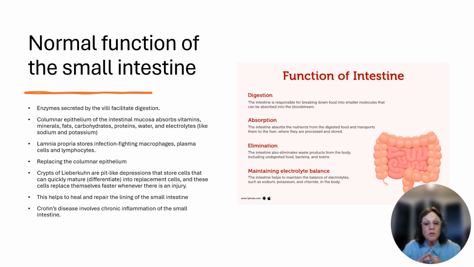There are things called crypts of lubricant, which are pit-like depressions that actually store little cells that can quickly mature or differentiate into replacement cells so that they can replace themselves faster whenever we have any kind of injury in our intestine. And that helps to heal and repair the lining of the small intestine. Now, Crohn's disease involves chronic inflammation of the small intestine, so it's going to impact negatively that whole process.